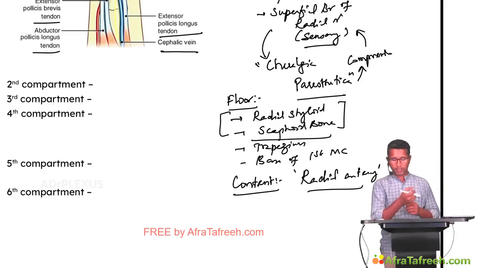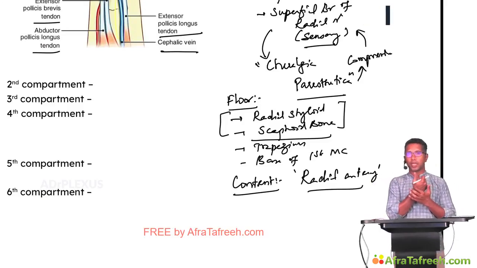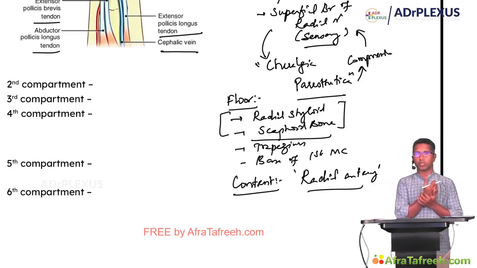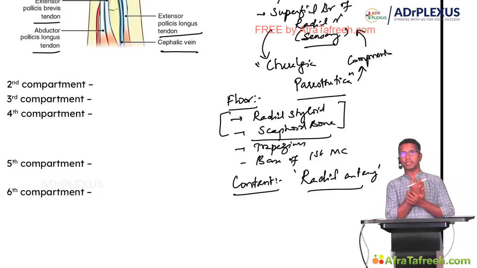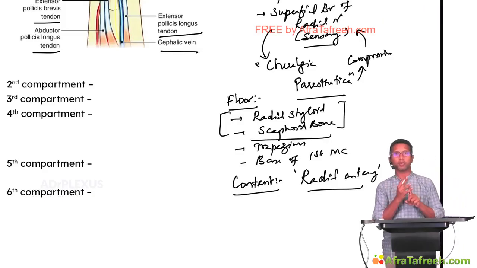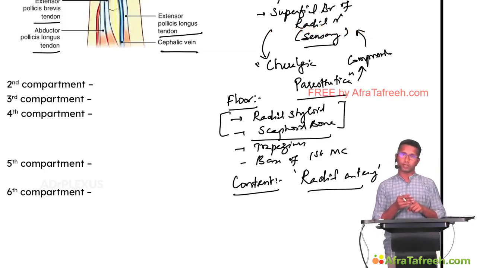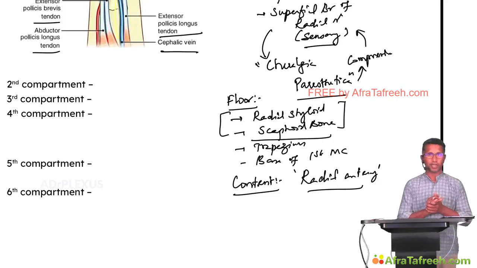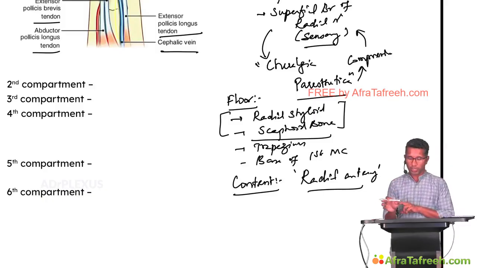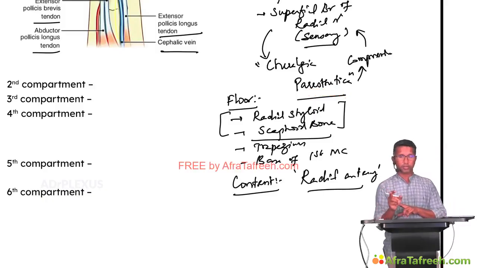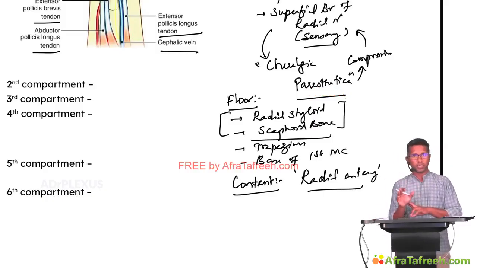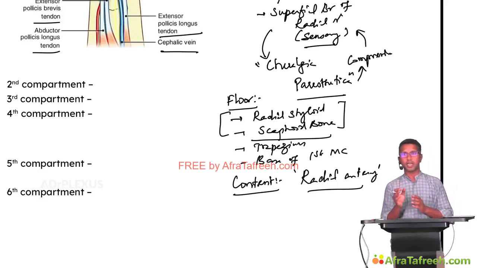There was a question in NEET. A patient sustained a stab injury in the anatomical snuff box. All of the following structures are injured except: radial artery, superficial branch of radial nerve, cephalic vein, and deep branch of radial nerve. The answer is the deep branch of the radial nerve, which does not come into this area. Please remember, this is a potential area where questions can come. The content of the anatomical snuff box is the radial artery.